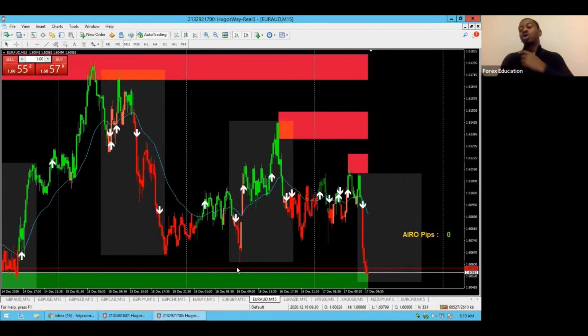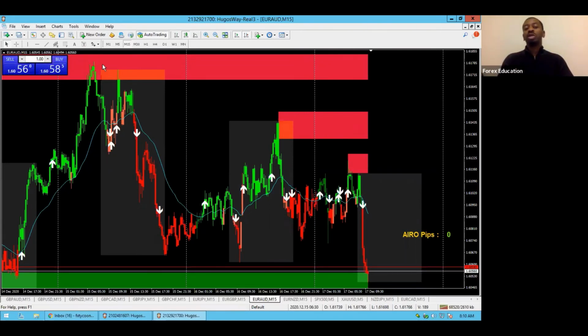These zones are an area where price may come back to. There's no guarantee. Sometimes you see, like right here, it went through the zone and then it came out of it. Went back into it, then came out of it. Sometimes it just touches the surface.